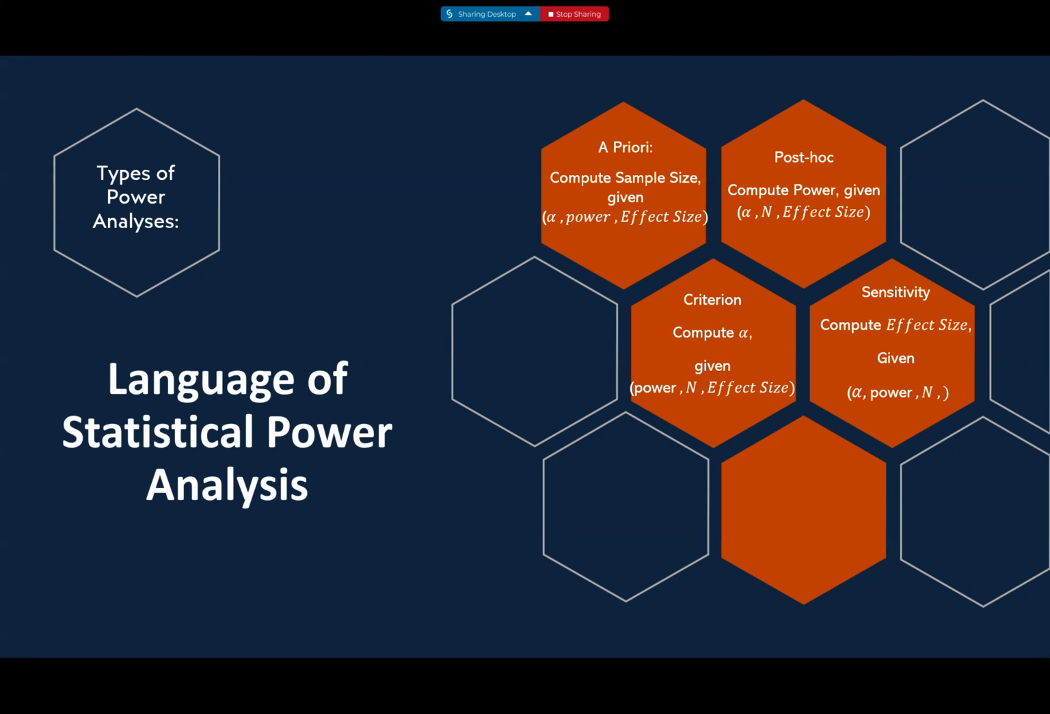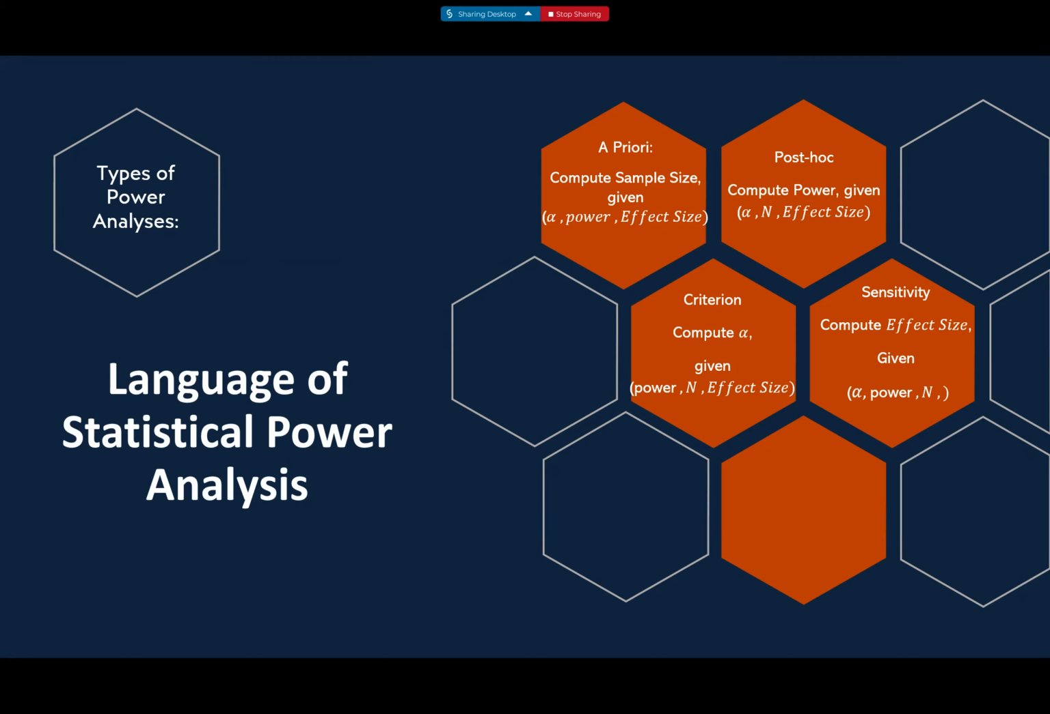When you're performing a post hoc analysis, it's usually because you already have an idea of how much sample size you have and you want to calculate the power. So here you have the significance level information, you have the sample size information, and you also have the effect size information, and you want to know how much power you would have with that sample size and this effect size to detect the significant difference or relationship. The criterion option allows you to calculate the alpha, the significance level, given that you have information on the power, the sample size, and the effect size.